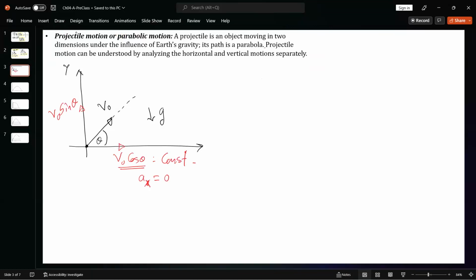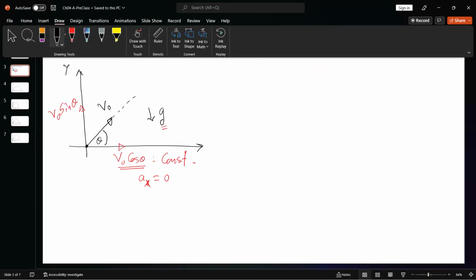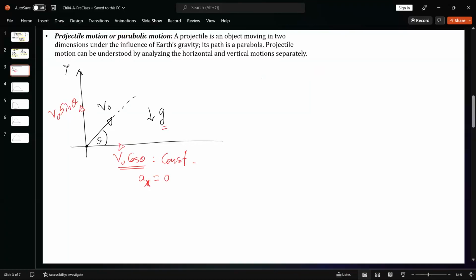But in the y direction, gravity is always dragging downward. This object starts to slow down along the y axis. So it's slowing down slowly along the y-axis. We'll reach some maximum height right here. We'll start going in the downward direction. So if you look at the path, that path is parabolic. So that's why we call this parabolic motion. Okay. This is called the maximum height.